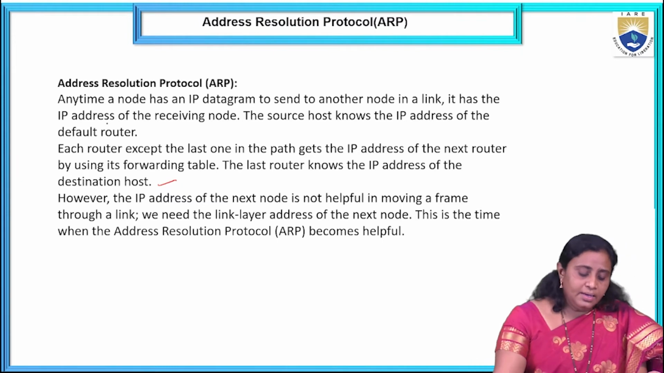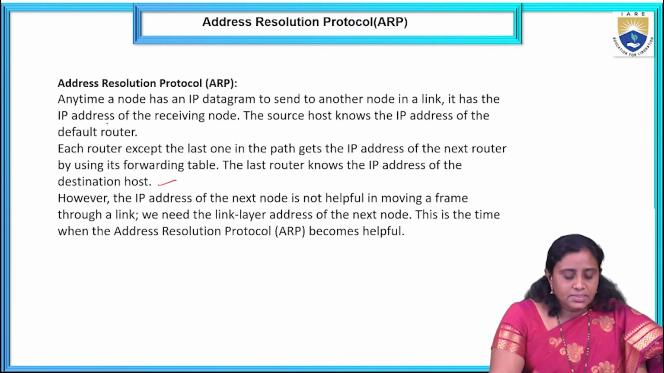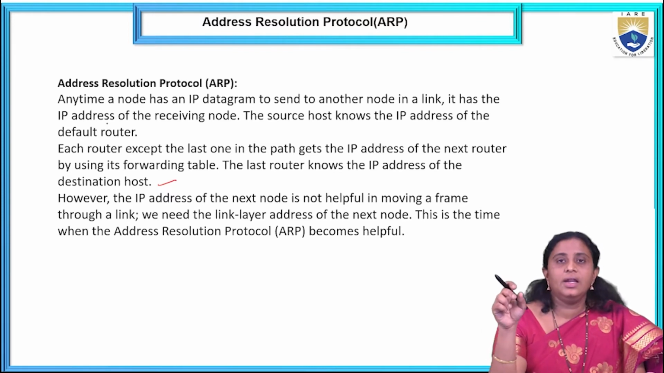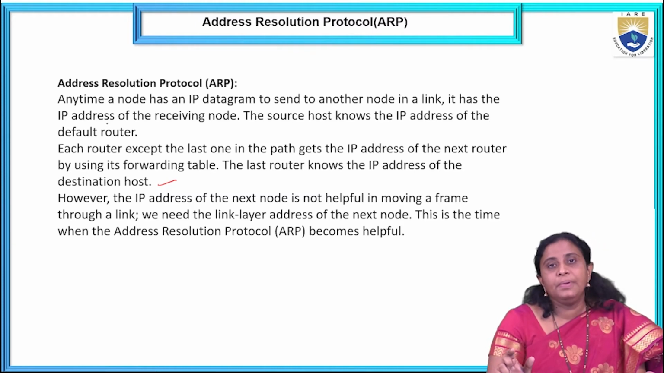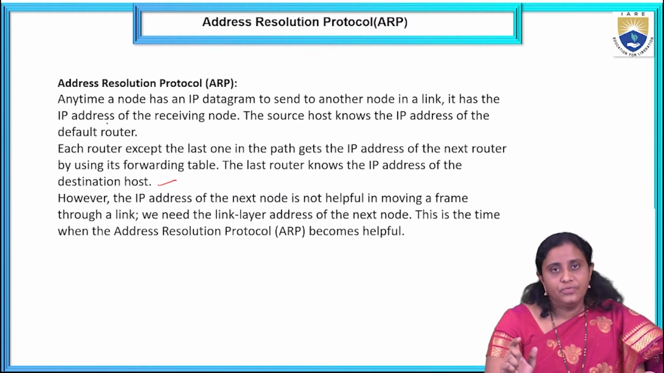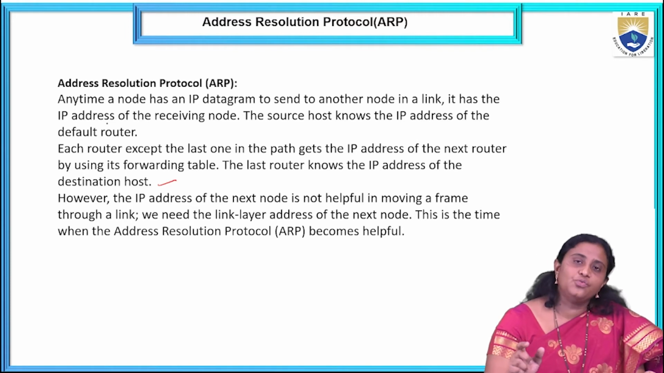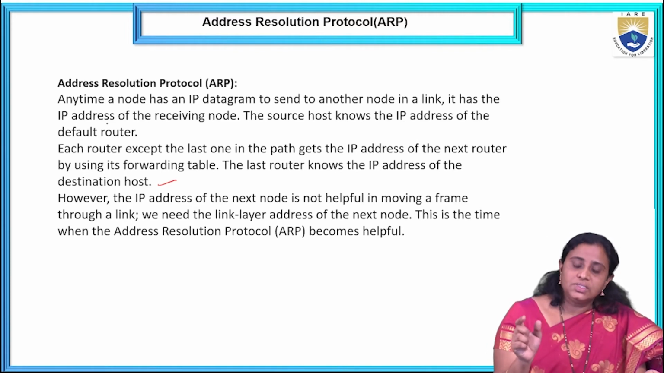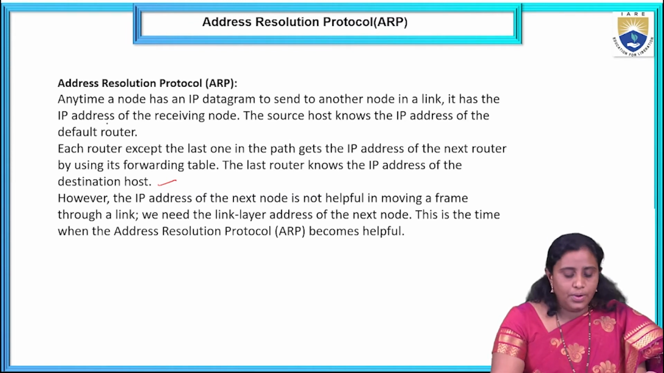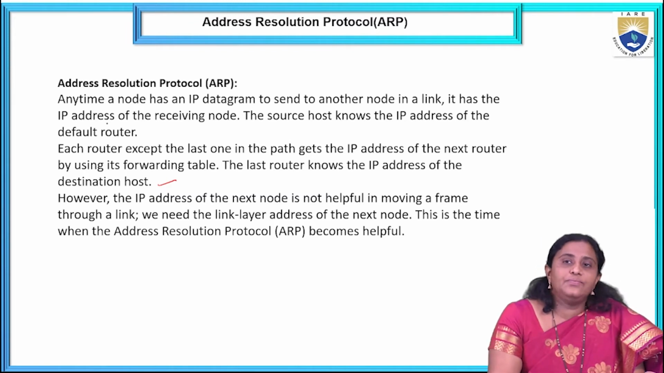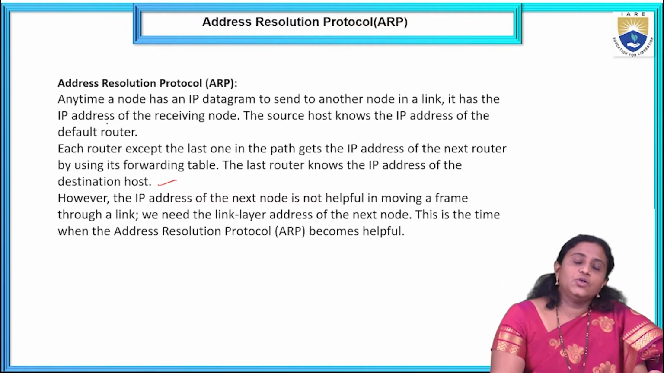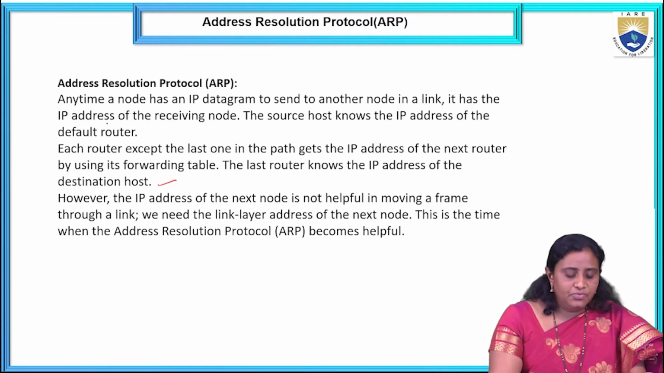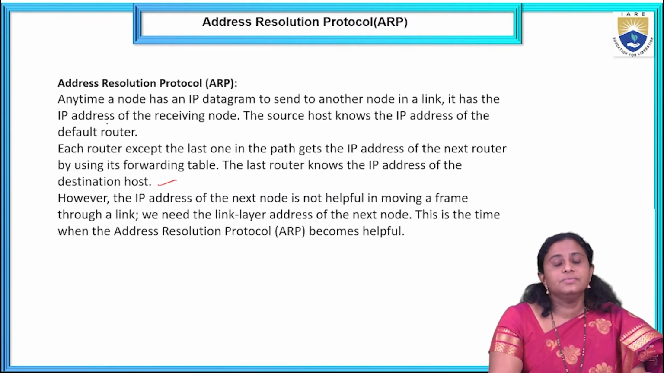As I explained in our previous topics under the data link layer, every data packet or data frame holds an IP address as well as a number whenever it is ready to transmit from one source to another destination host. However, the IP address of the next node is not helpful in moving a frame through a link. We need the link layer address of the next node. This is when the Address Resolution Protocol becomes helpful.